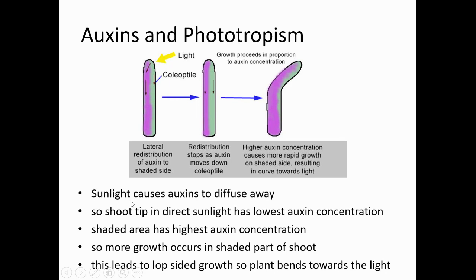This is how the plants grow towards the light. Sunlight causes auxins to diffuse away. So this means that the shoot tip in direct sunlight has the lowest auxin concentration, and the shaded area has the highest auxin concentration. More growth occurs in the shaded part. This means that there is lopsided growth bent towards the light. The side in the dark grows faster. Those cells are more elongated. That means they've become longer, which pushes the plant towards the light.